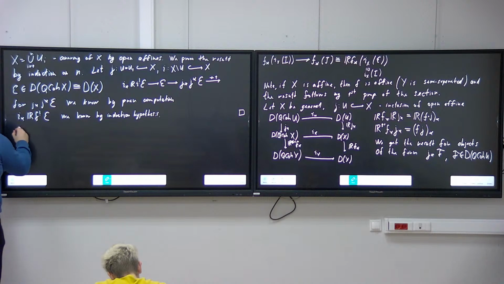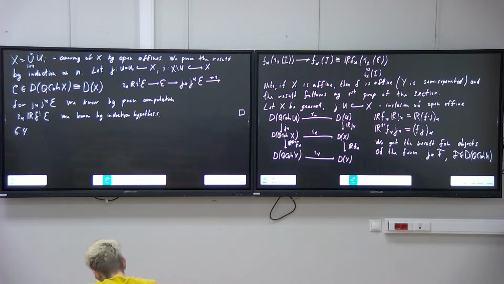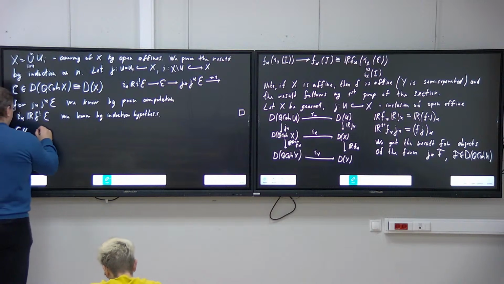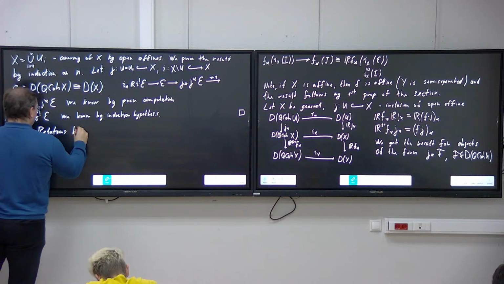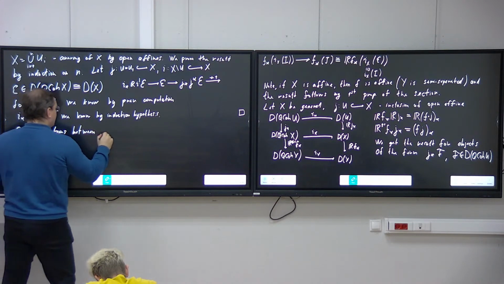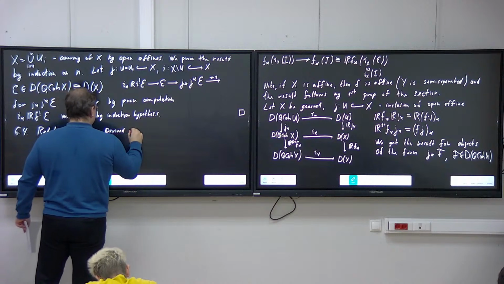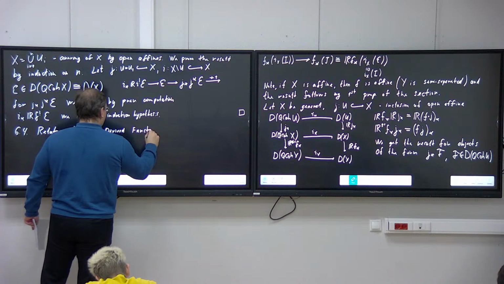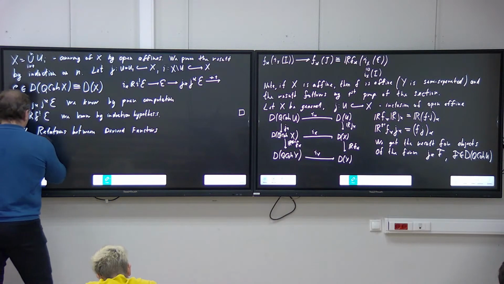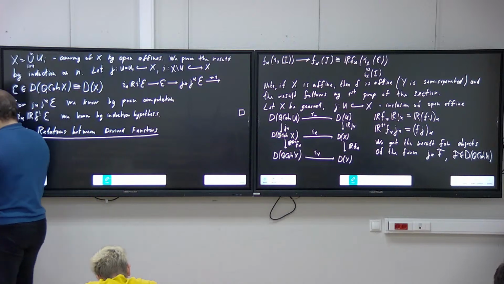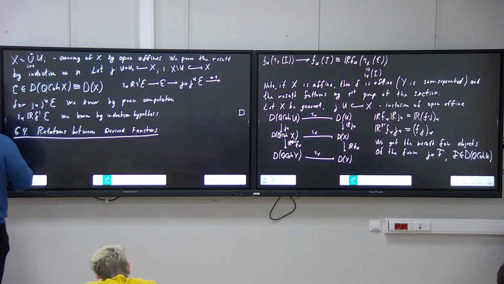So let me start 6.4. I don't really have a good title for this; it's the rest of the preliminary knowledge that we need from algebraic geometry. Let me call this relations between derived functors. There are some trivial relations, but here we'll discuss something less trivial. And before we do this, I just need a quick reminder, essentially just a definition.